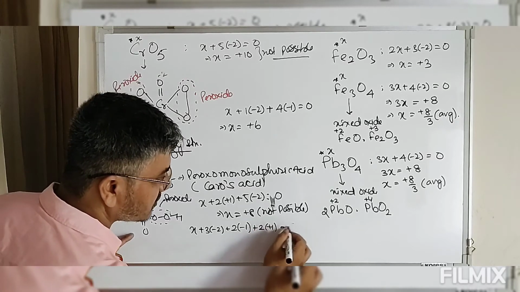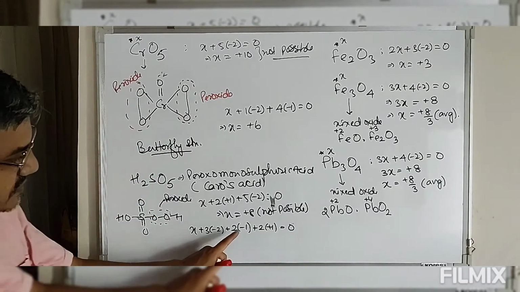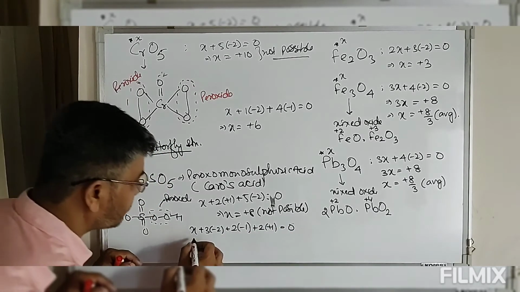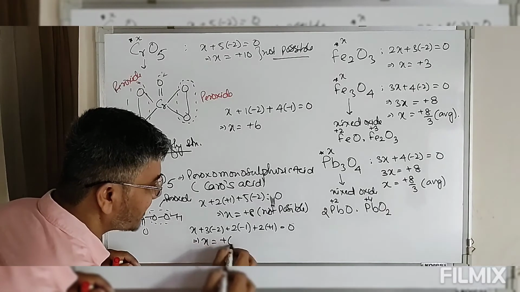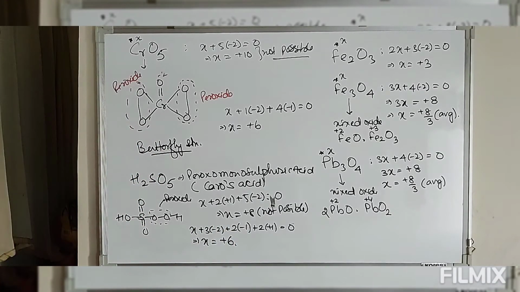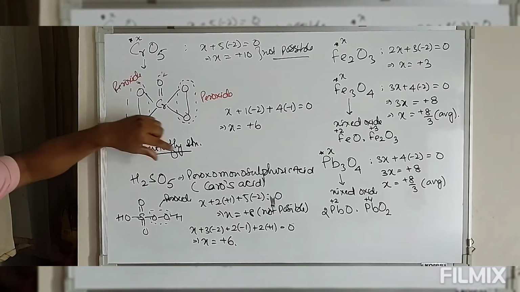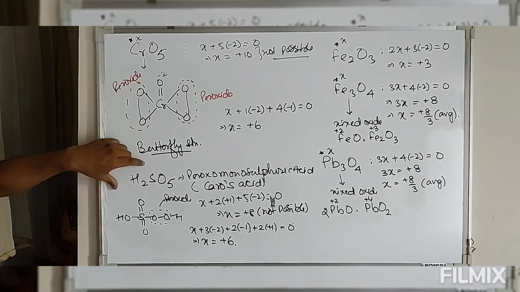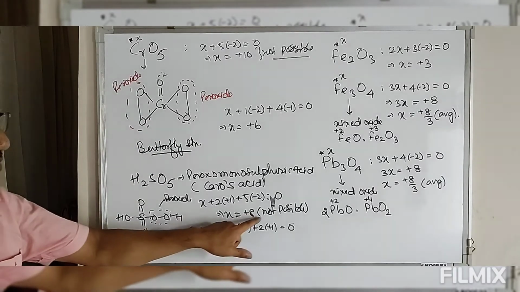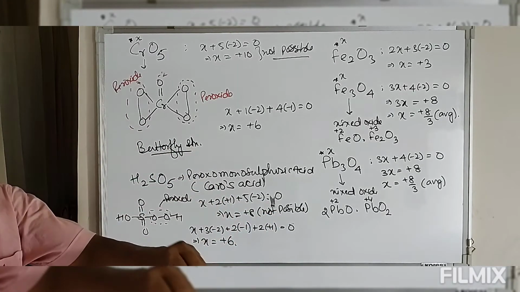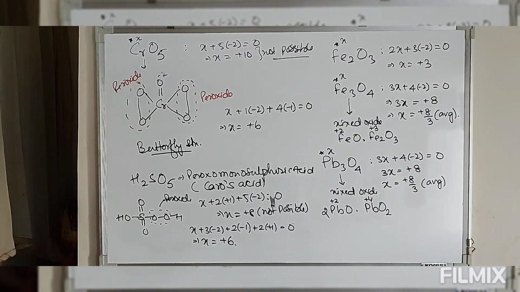This is for hydrogen, so this comes out to be 0. So look at this, plus 2 minus 2 will cancel out. Therefore X comes out to be plus 6 oxidation state. So in this peroxomonosulfuric acid, the oxidation state of sulfur is plus 6. This cannot be plus 8 because the highest oxidation state for sulfur is plus 6.